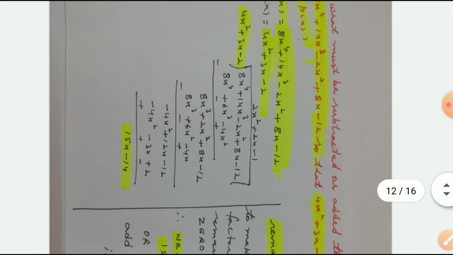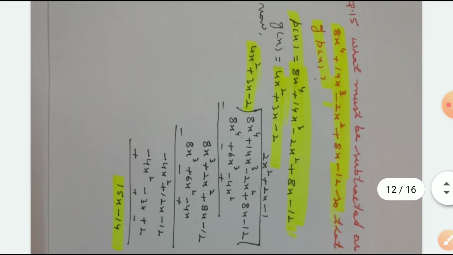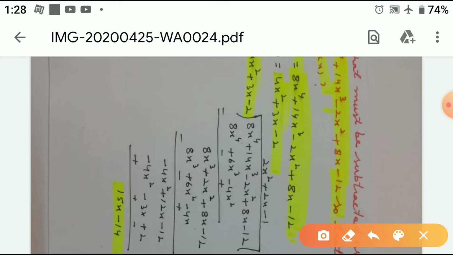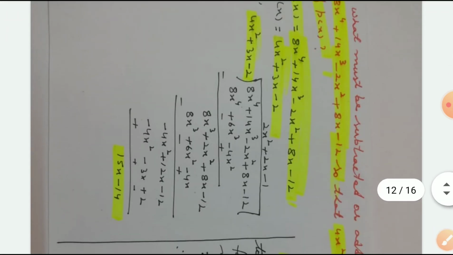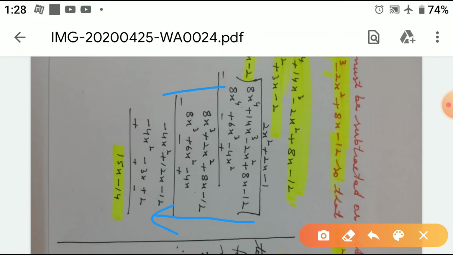So this is the polynomial, and we divide this polynomial 8x^4 plus 14x cube minus 2x square plus 8x minus 12, and the divisor is 4x square plus 3x minus 2, right? So divide 8x^4 plus 14x cube minus 2x square plus 8x minus 12 with 4x square plus 3x minus 2. Okay, after following the whole process, we get remainder as 15x minus 14.